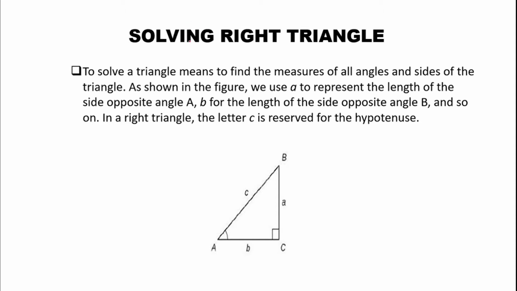In the right triangle, we have the letter c reserved for the hypotenuse. So if this is the angle, then the side opposite is a, and since this is the right triangle, we have c as the hypotenuse and b as well here. So again, to solve a triangle means to find the measures of all angles and sides of the triangle. That is how we are going to define solving a right triangle.